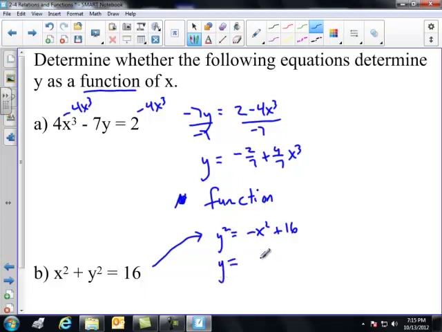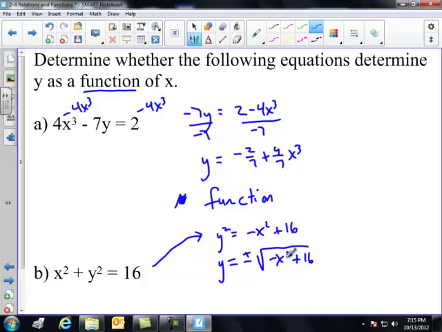Well, when you take the square root of both sides, this is not quite the final answer. We still need one thing here, don't we? You betcha. And that is the plus or minus sign. When we take the square root of both sides, that becomes plus or minus the square root of negative x squared plus 16.